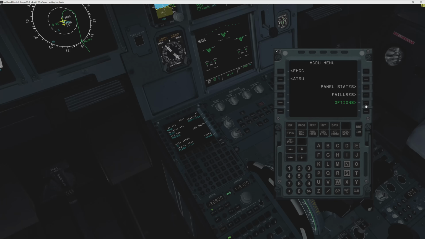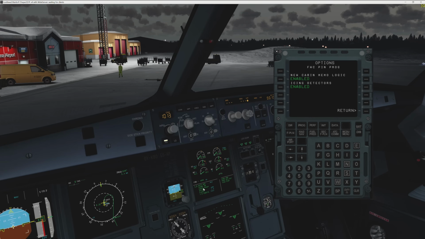For that, we go into the options menu, then flight warning computer, SAC pin programming, and there on the second option you find icing detectors, where they are either enabled, and then you will get your ECAM warnings, like severe ice accretion, wing anti-ice use, etc. Or you can also disable that, and if you disable that option, then you have to look for the icing cues yourself. For example, that icing pin indicator between the windshields.